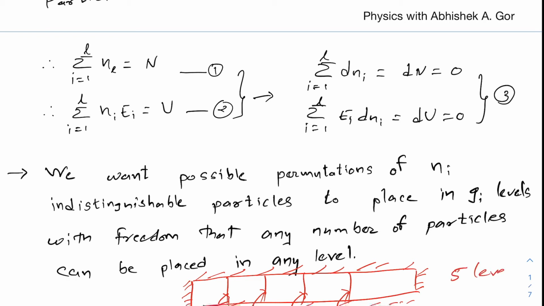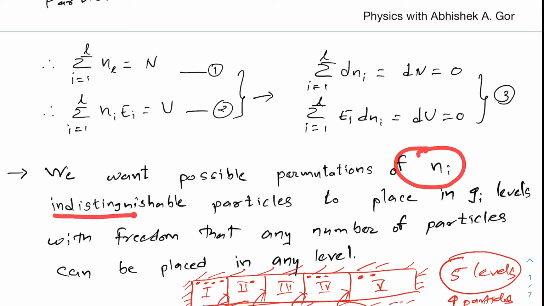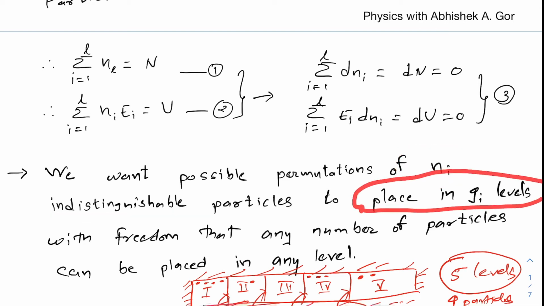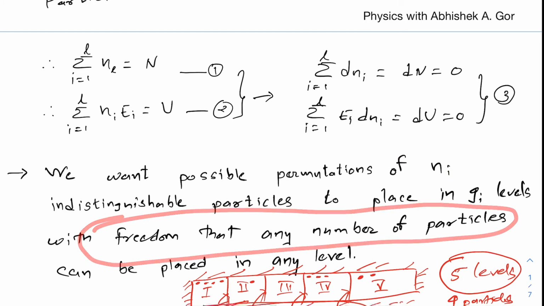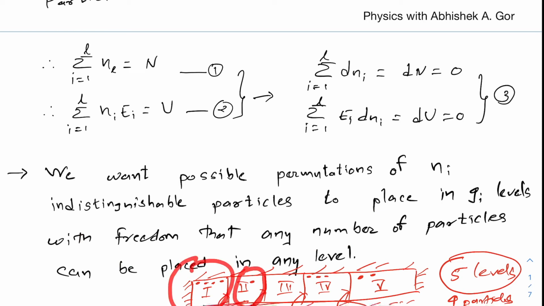So we have 4 partitions and 5 levels: 1, 2, 3, 4 and 5. In these 5 levels, let's say we have particles 1, 2, 3, 4, 5, 6, 7, 8, 9, 10. So we have 5 energy levels, with 4 partitions between the levels, including 9 particles. So let's understand in this context. We have Ni particles which are indistinguishable. We have placed them in Gi levels, in our case 5 levels, right? And there is freedom that any number of particles could be placed in any level. So we have 4 particles in level 1, a single particle in level 2, no particle in level 3, 3 particles in level 4, and 2 particles in level 5.